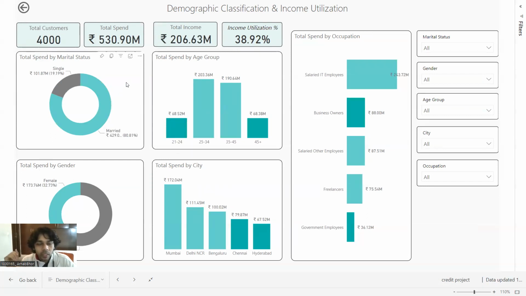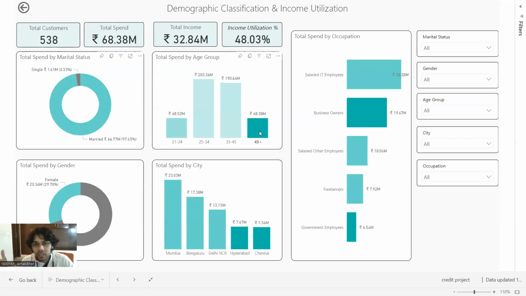Now, moving on to the second graph: total spend by age group. If you look here, we have 21 to 24 as an age group, 25 to 34 as another, 35 to 45, and 45 plus. You can see the oldest and the youngest of these two categories have a darker shade of green. The reason for that is to indicate that they have a higher income utilization percentage.